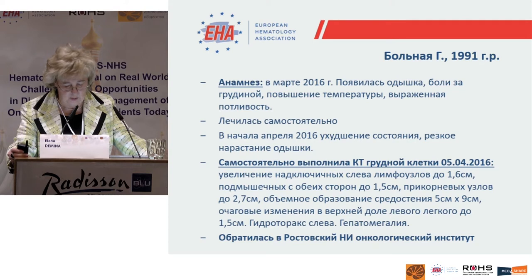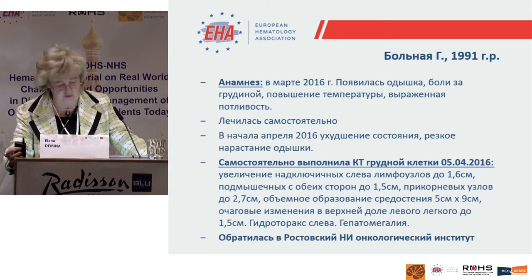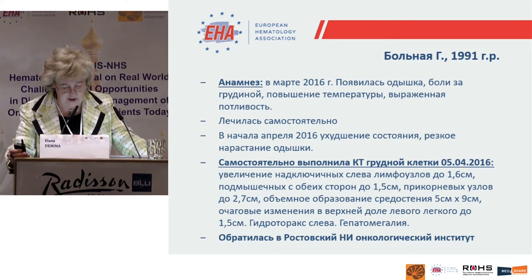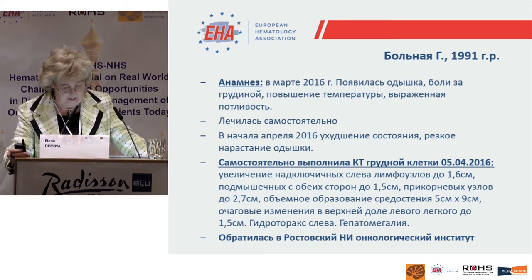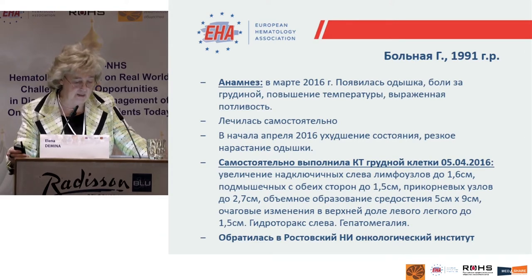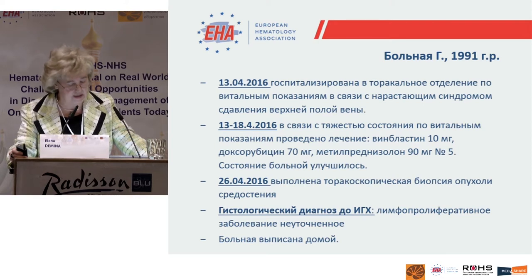лимфоузлов с обеих сторон, лимфоузлов средостения с размером опухолевой массы 5 на 9 сантиметров, то есть на грани массивного поражения. Очаговое изменение верхней доли левого легкого и гидроторакс слева. Больная обращается в Ростовский онкологический институт, там, где она живет, и госпитализируется по витальным показаниям в торакальное отделение в связи с нарастающим синдромом верхней полой вены, с давлением на верхнюю полую вену.